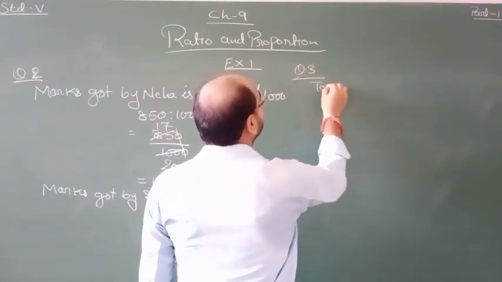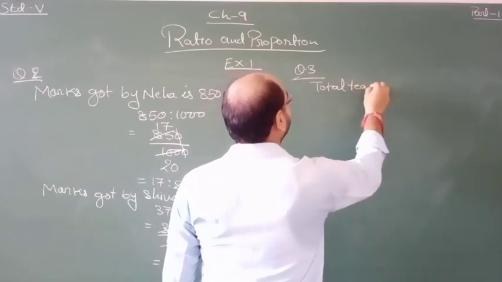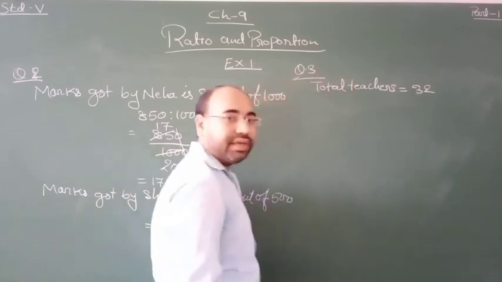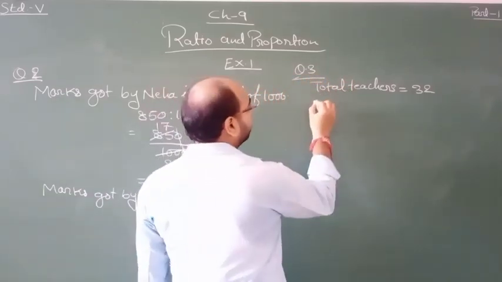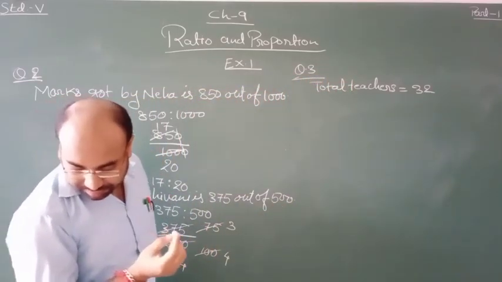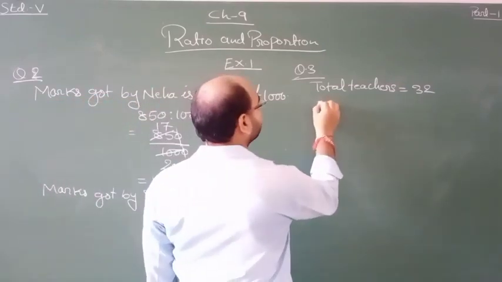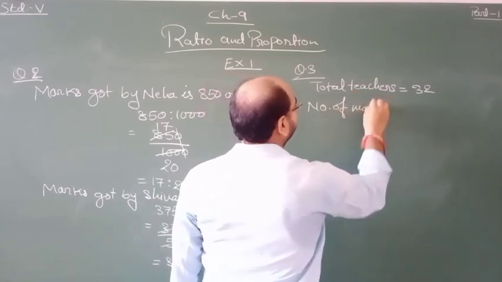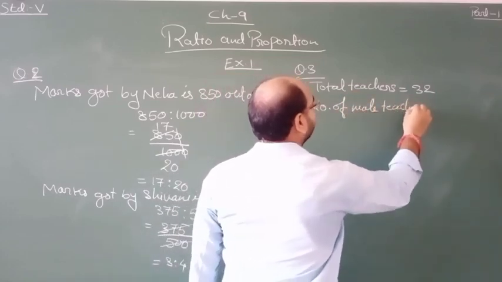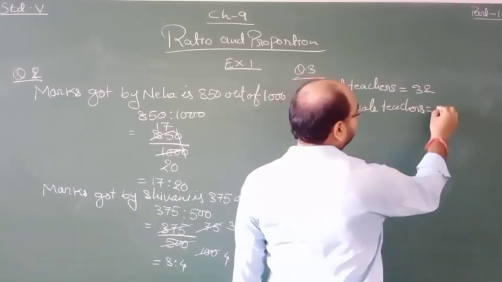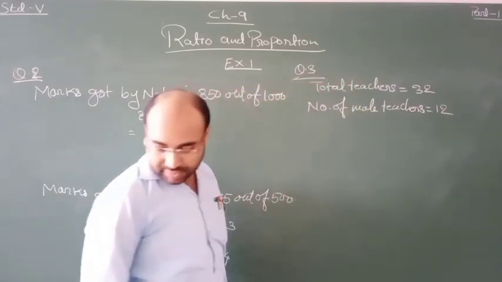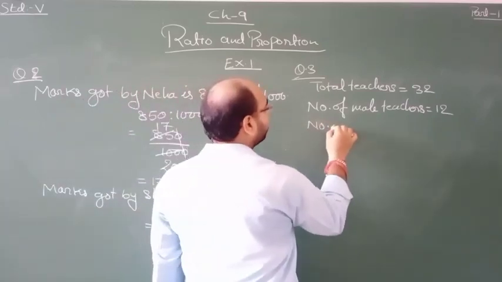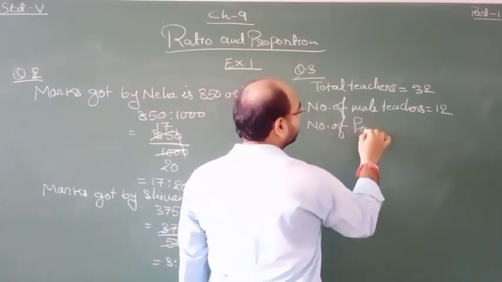The first one is being given, that is total teachers. Total teachers is given as 32. Then it is given as male teachers. So number of male teachers is given as 12. Now, so from that we can find out what number of female teachers.